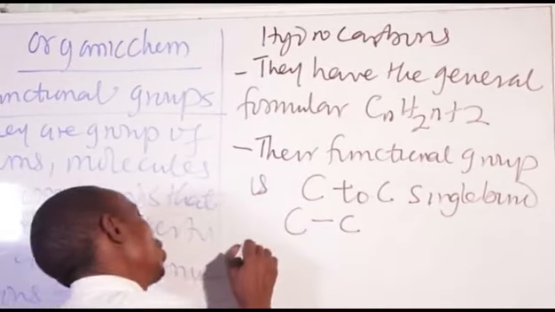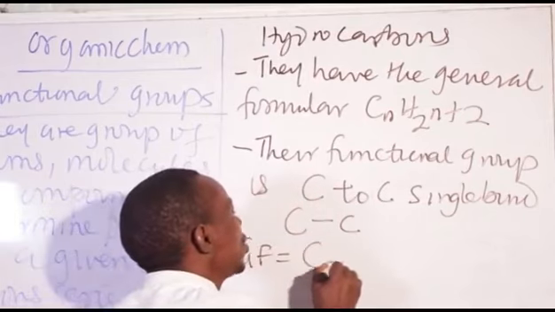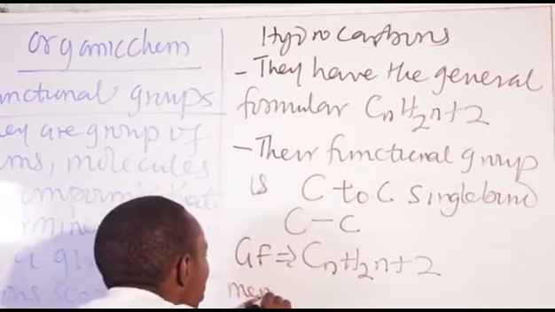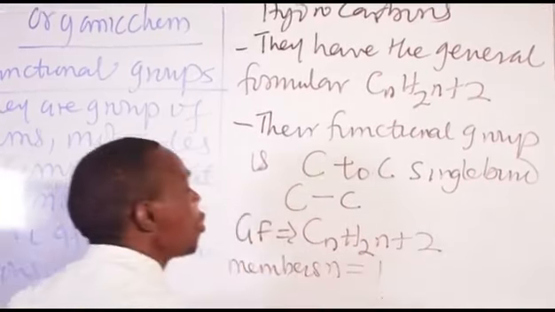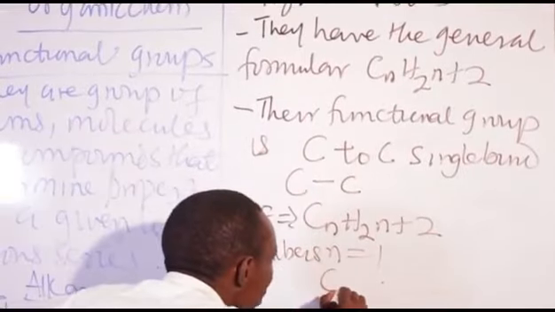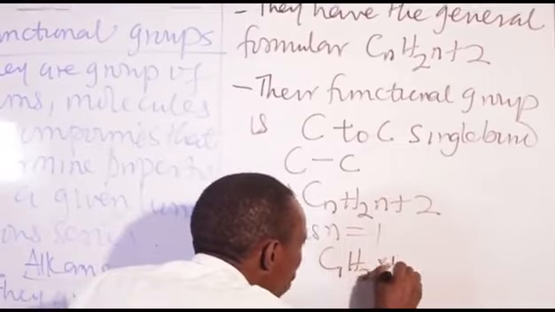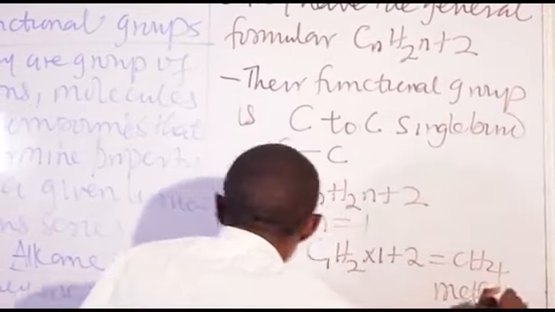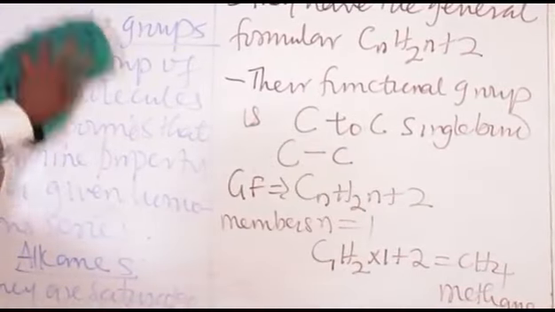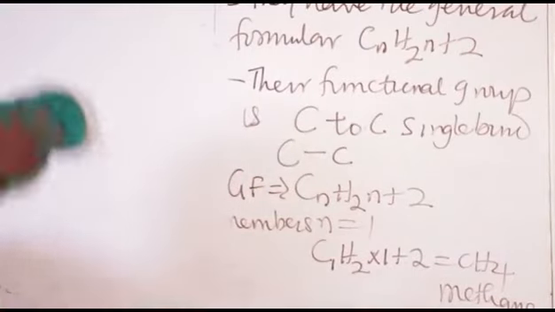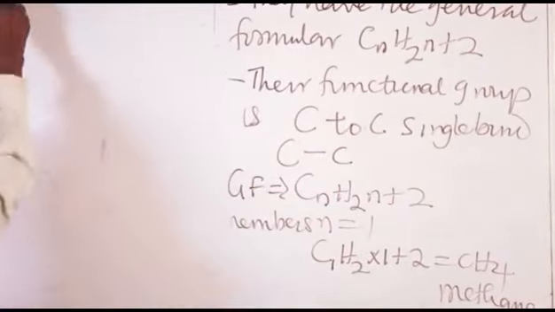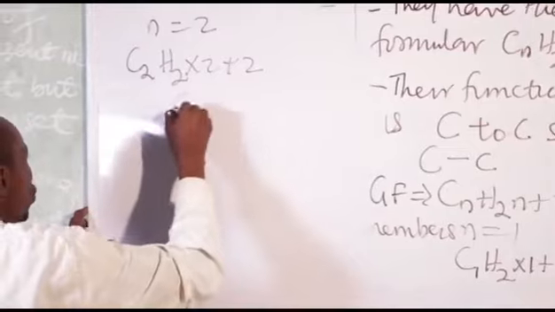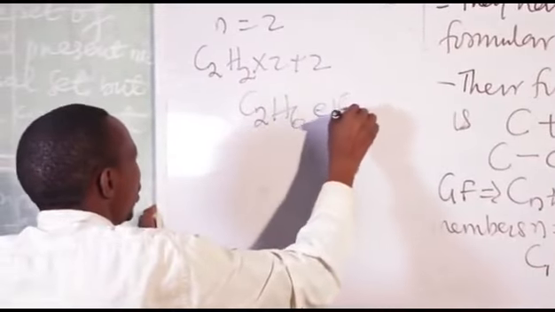Remember, guys, I told you that with the general formula CnH2n+2, they have members. When n equals 1, the first member of alkane is C1, H2 times 1 plus 2, that will be CH4. This is our methane. The second member, when n equals 2, is C2, 2 times 2 plus 2, that will be C2H6. This is our ethane.